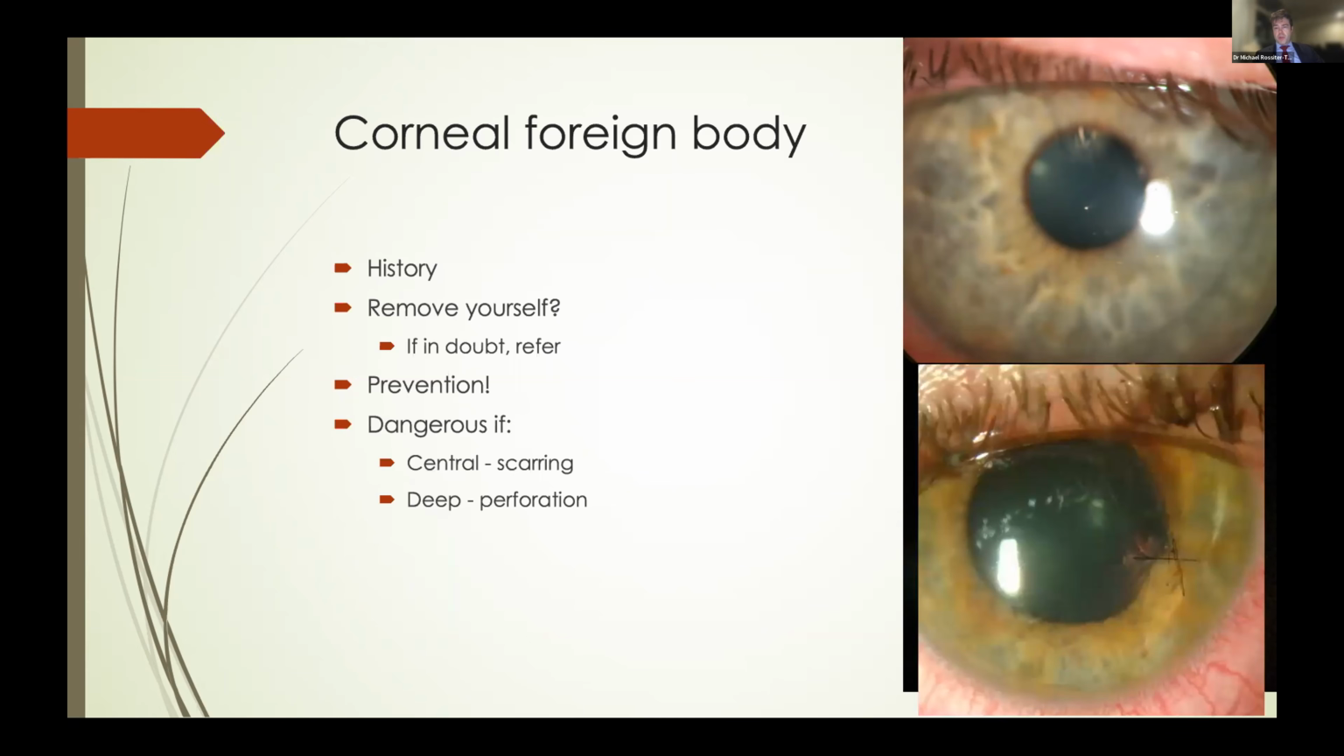This is the bottom photo, what actually happened for this patient when it had to be removed from the eye. He had to go to theatre to have it removed, and as you can see, the cornea had to be sutured. I stress this is very rare, and most foreign bodies are not this serious.